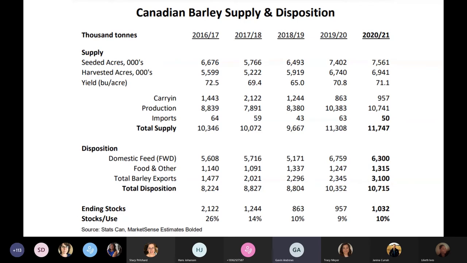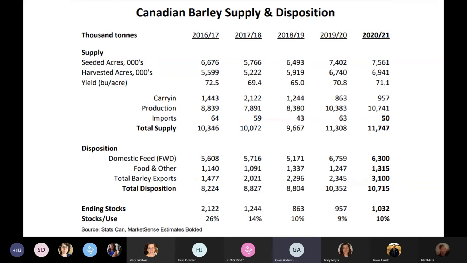So with that 3.1 million ton export, that brings down our carryout to about a million tons, where over the last 3 years, we had about 860,000 tons, 957, and this year it does appear that we'll be over a million. But again, if demand continues to hold coming in from China, I think that we would slide to less than 1 million. So a lot of the chatter is around China. Will they continue to buy?